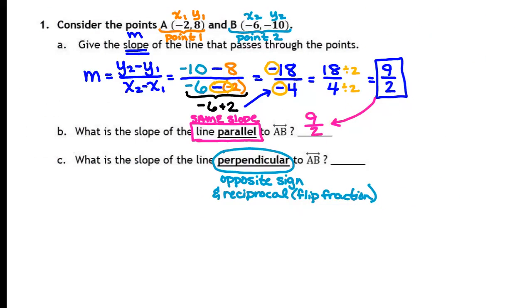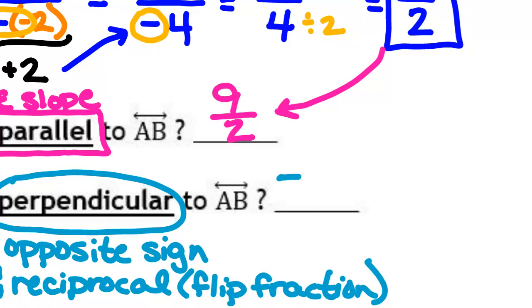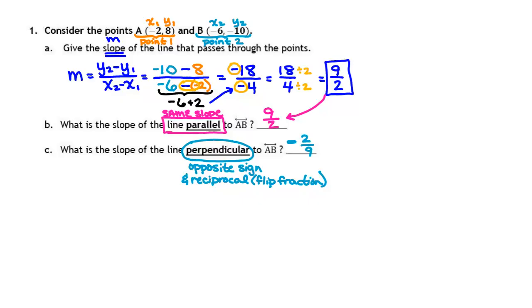Is 9 over 2 positive or negative? Positive. So when I say opposite sign for the perpendicular slope, will this be positive or negative? Negative. Opposite sign means this one becomes a negative because the other one is positive. And then I want to flip the fraction over, so instead of 9 over 2, I would have what? Yes, this is going to be negative 2 over 9.